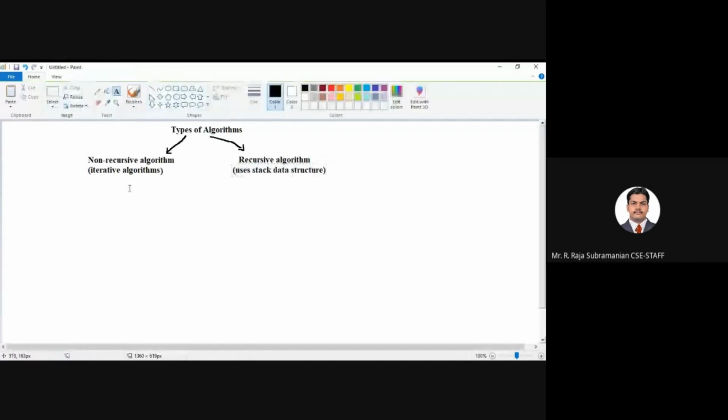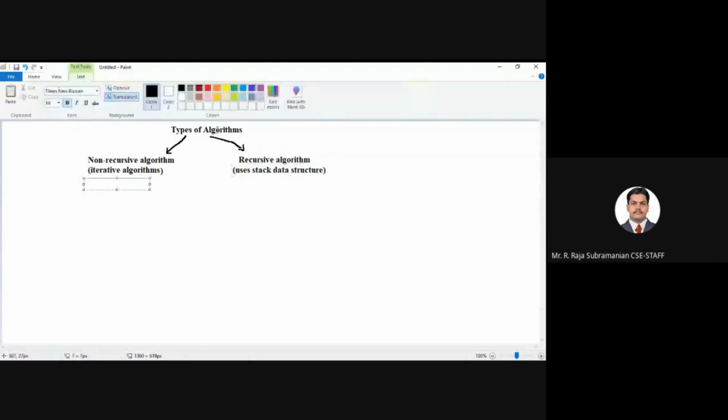What are the algorithms we are going to discuss on the non-recursive side? The first one is finding the max element in an array. Second, checking whether the array is unique.